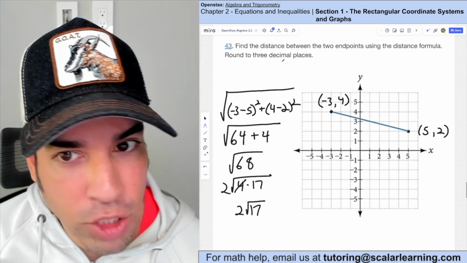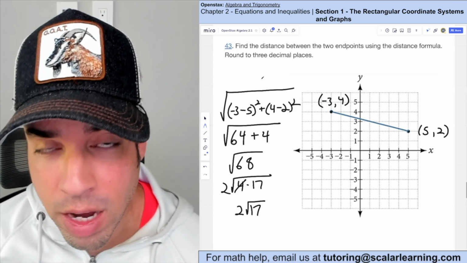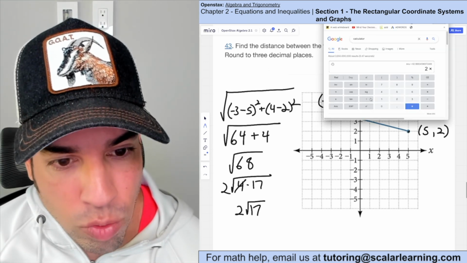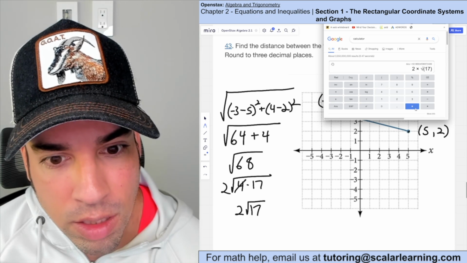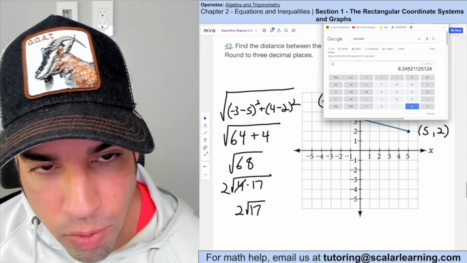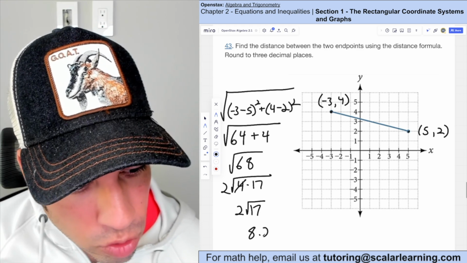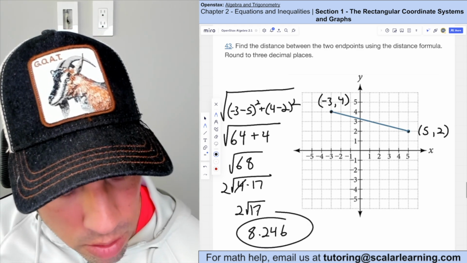Now they want the approximation rounding to 3 decimal places, so we use our calculator. 2 times the square root of 17 gives us 8.246. 8.246 is the winner. Done.